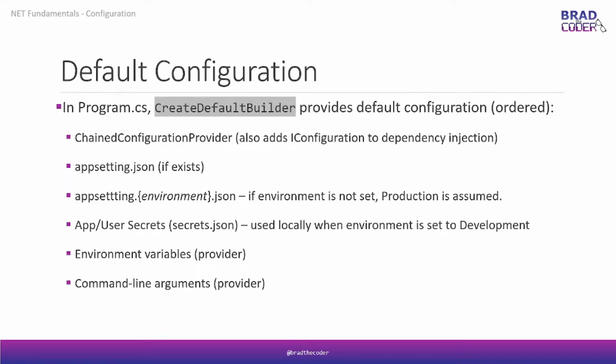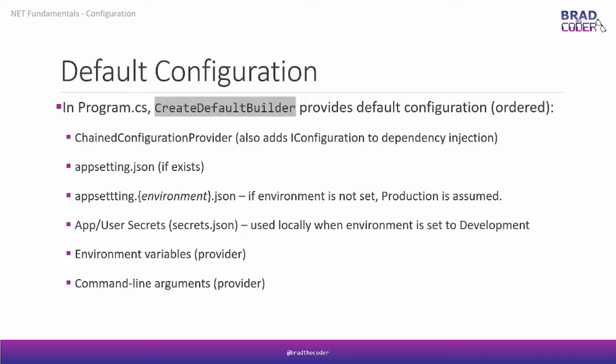As I just mentioned, the default configuration is set up when you execute CreateDefaultBuilder in the Program.cs. And when you execute that, the following configuration options are loaded in this order. First is the ChainedConfigurationProvider, and that also is going to register the IConfiguration to the dependency injection container. The next thing is if you have an appsettings.json, it will load that as a base configuration. Now, all these others will be stacked on top of it.